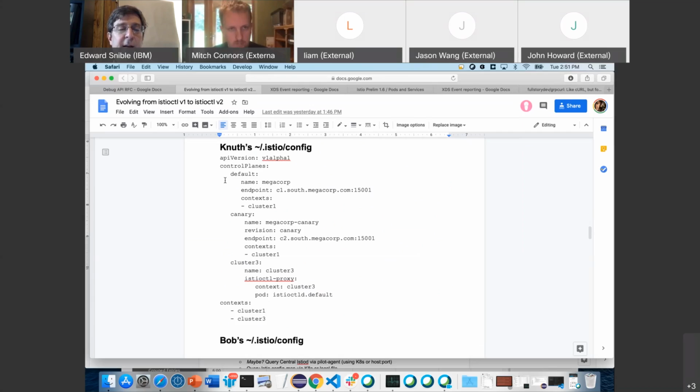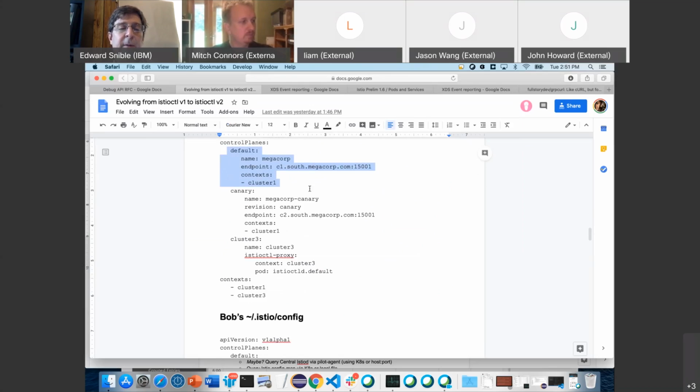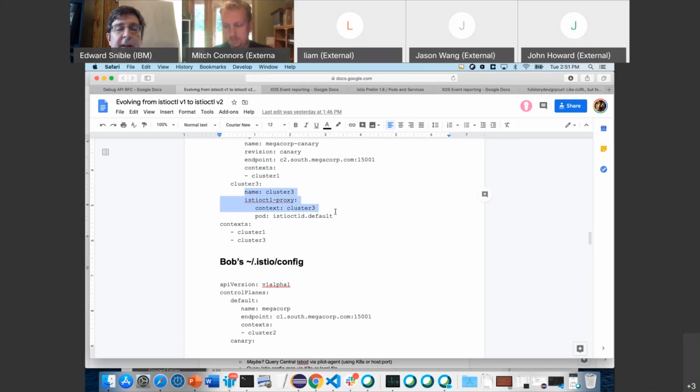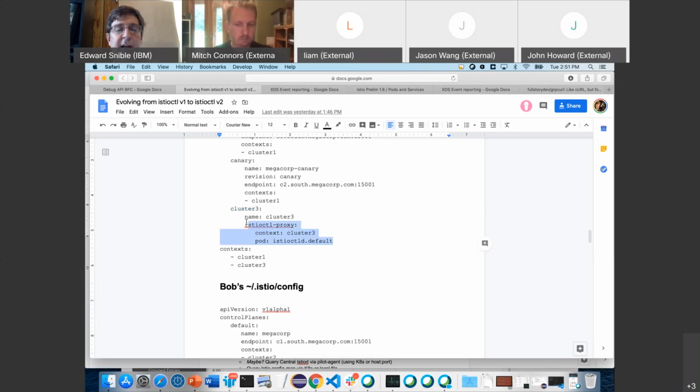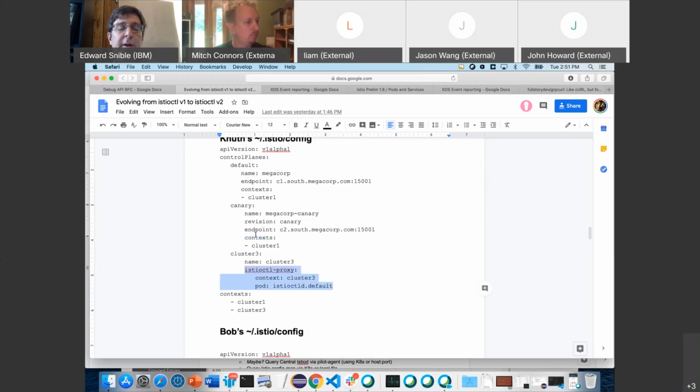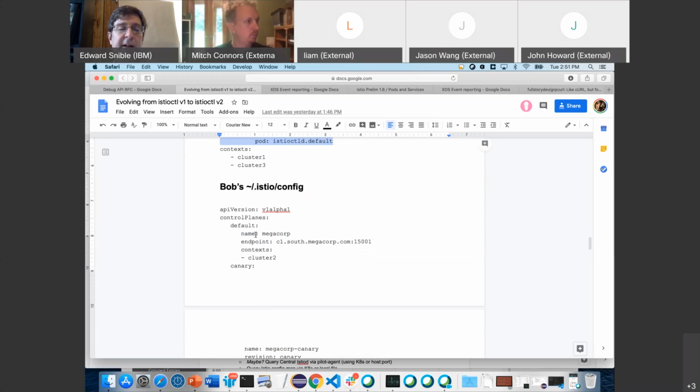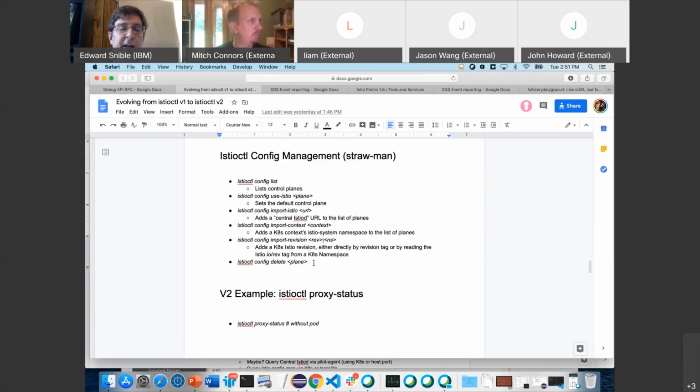But the idea is maybe we have a list of control planes, some of which have public endpoints just on the internet with security. Maybe we have other Istio-Ds that have their own names. This Istio-D is named cluster 3, but it runs on cluster 3. It's found by pods and deployments there. Would this be useful?